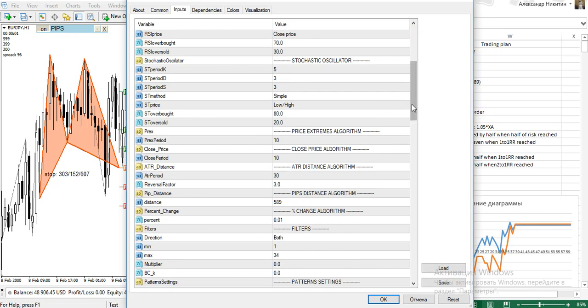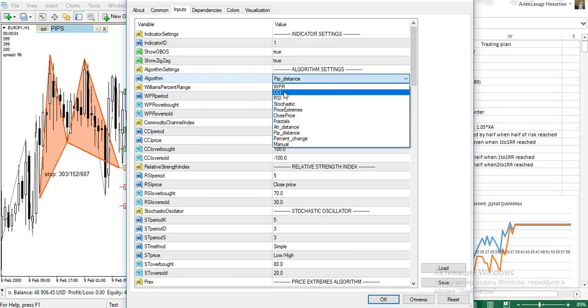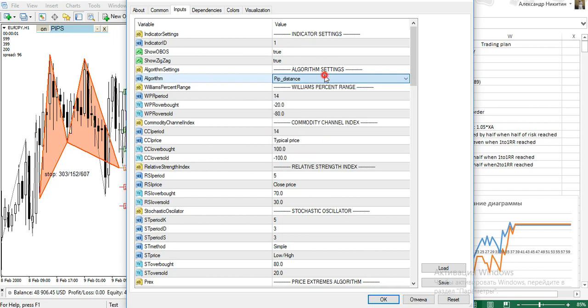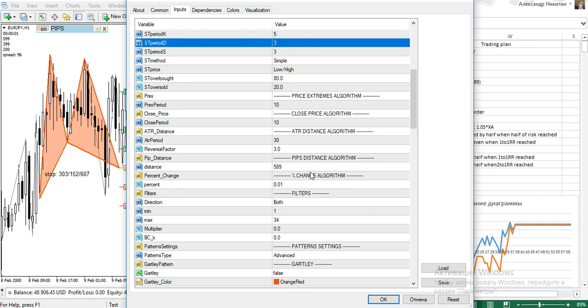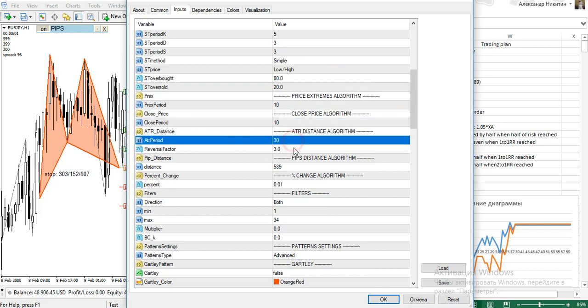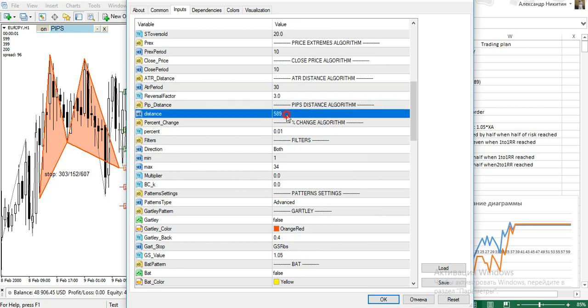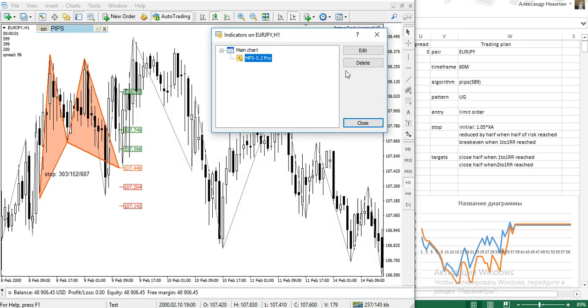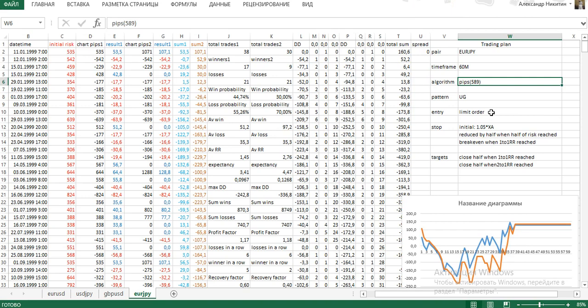Every algorithm that is available in MPS 5, and we have 10 automatic algorithms, 1, 2, 3, 4, 5, 6, 7, 8, 9, 10, and 1 manual algorithm, can be specified according to your taste. And when you switch between them, of course, they execute your settings. So the setting for this is 58.9 pips. What else should be explained? I think that's it. This is the trade plan.